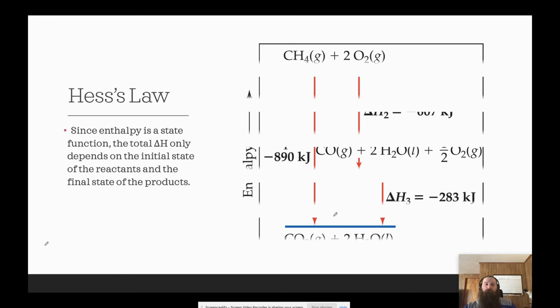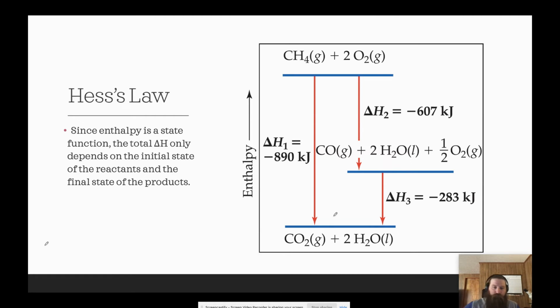So here's Hess's law. Let's look at it in a graph. Here is the overall reaction. CH4 plus 2O2 is combusting to form CO2 and 2H2O. So there's the overall reaction. And overall, delta H is negative 890 kilojoules.